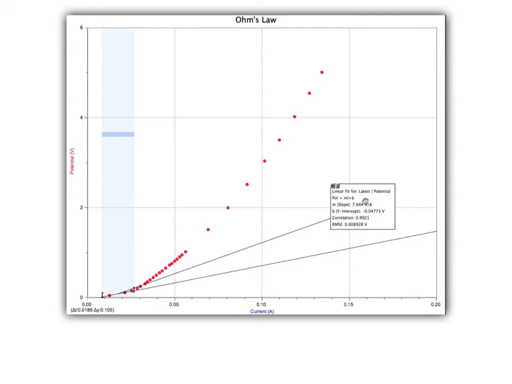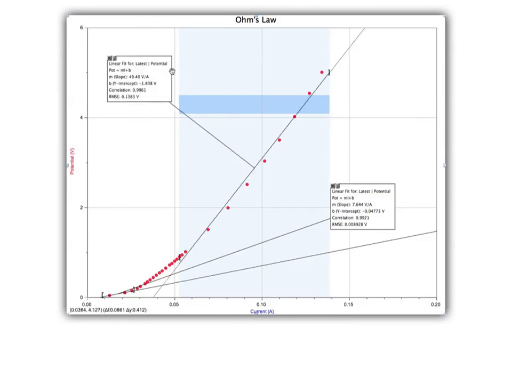But then I was asked to select the last 10 points and do a linear fit on those and see what the slope is at the very end. Now when I do that, I notice that this slope is just over 49 ohms. So at the end of this, the resistance is about 49. At the very beginning, when you started, very low voltages, very low flow rates, the resistance was just over 7. So a light bulb does not obey Ohm's law.